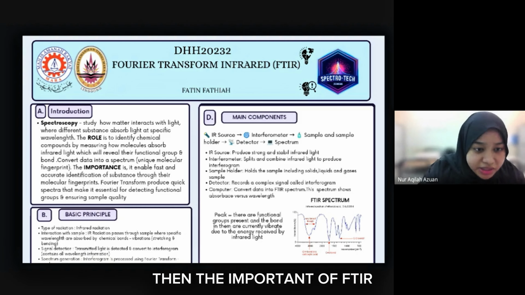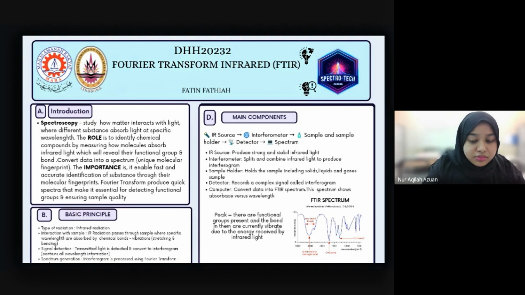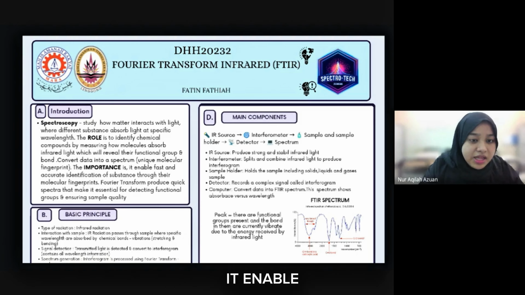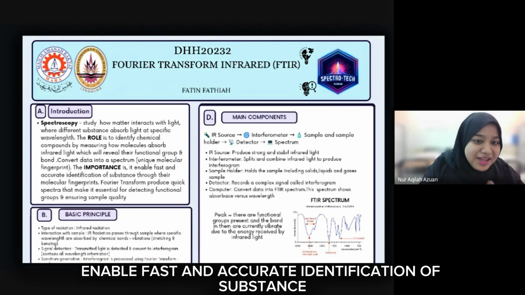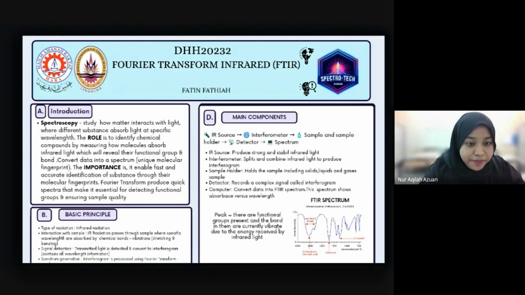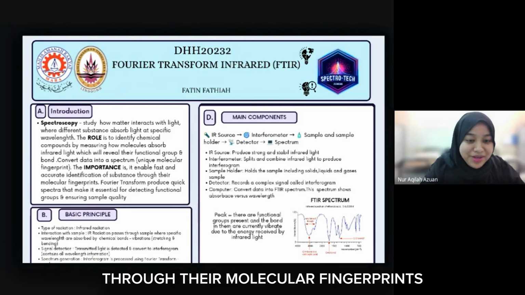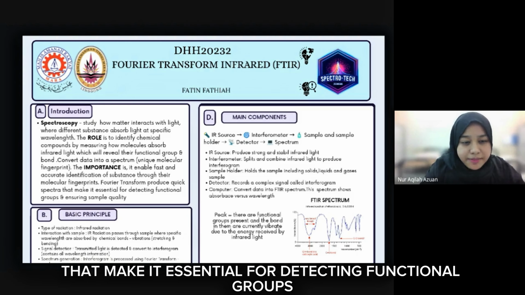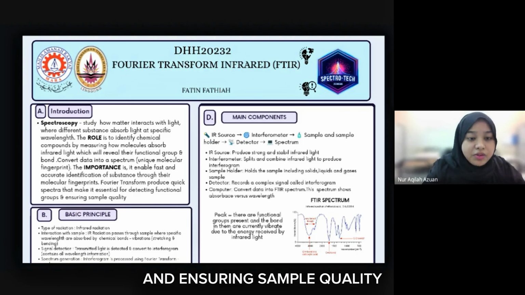Then the importance of FTIR. FTIR is important because it enables fast and accurate identification of substances through their molecular fingerprints. Fourier transform will produce quick spectra that make it essential for detecting functional groups and ensuring sample quality.